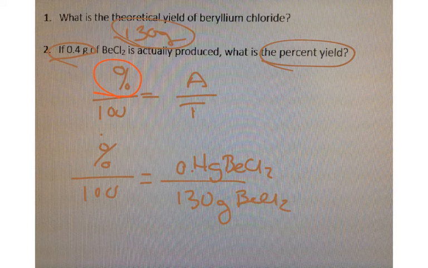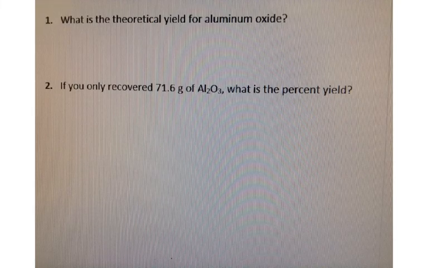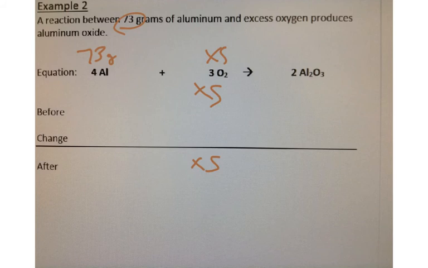So when we cross multiply and multiply by 100, we actually get my percent yield is 0.31%, which rounded to 1 sig fig would be 0.3% yield. All right, let's try the next one, which is a reaction of 73 grams of aluminum. I'm going to put 73 grams above and an excess amount of oxygen. So I know that I can fill in my excess here and my excess here for my oxygen. And then I am going to once again look ahead, and the question asks what's the theoretical yield of aluminum oxide. So I'm going to need to figure out this guy right here.